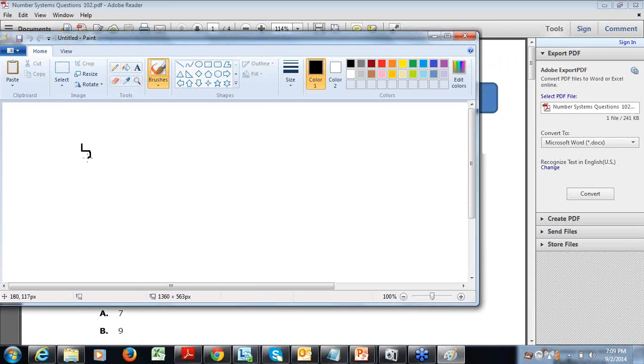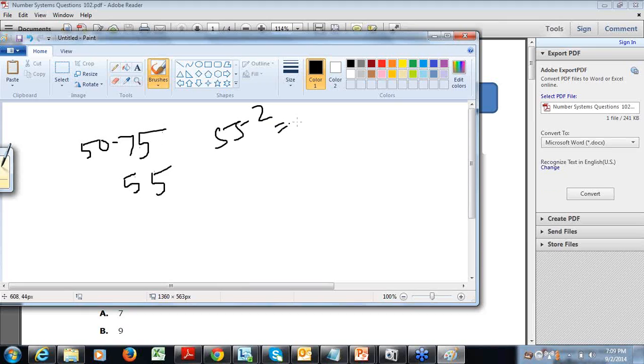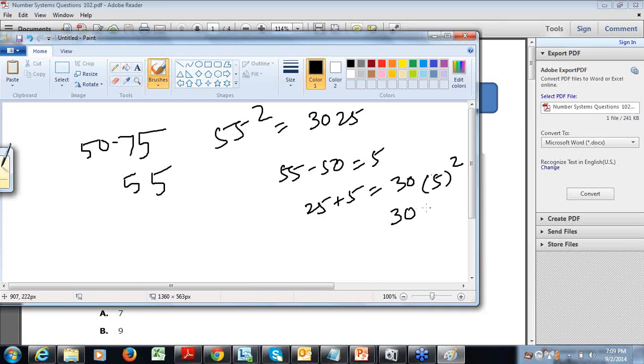For all the numbers between 50 to 75, how will we find a square? I have taken a number as 55. So 55 square is 3025. How did I get it? 55 minus 50 is equal to 5, and 25 plus 5 is 30. So 30, then write 5 square. So 3025.